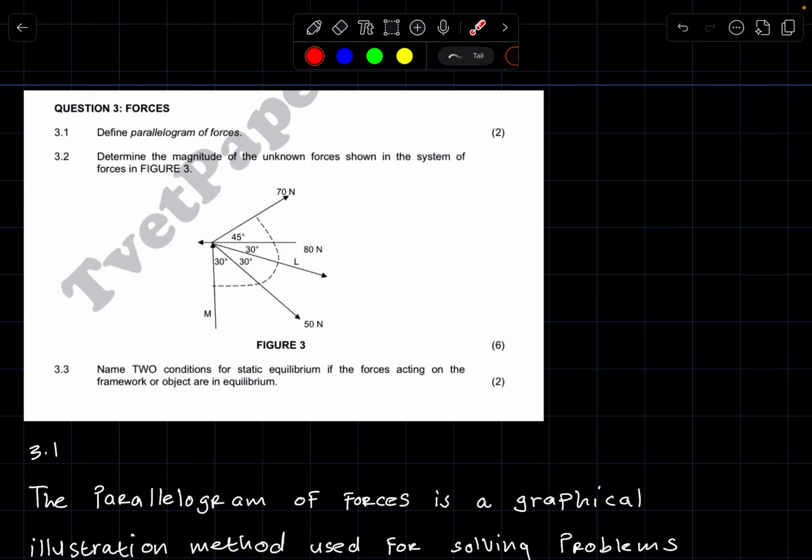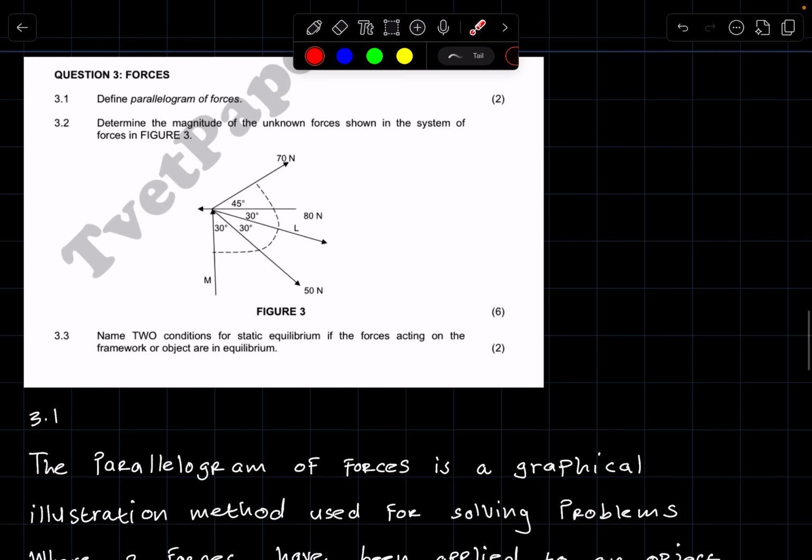Determine the magnitude of the unknown forces shown in the system of forces in figure 3. So this is what they're talking about. I would say that this hasn't been phrased correctly, because nothing in the statement gives us an idea that this system of forces is in equilibrium.